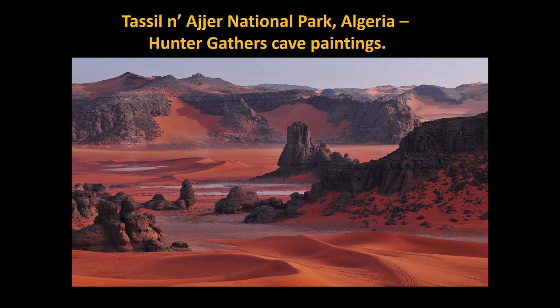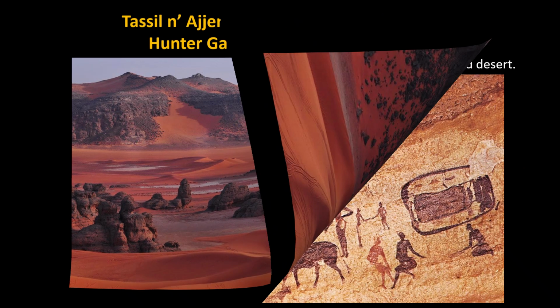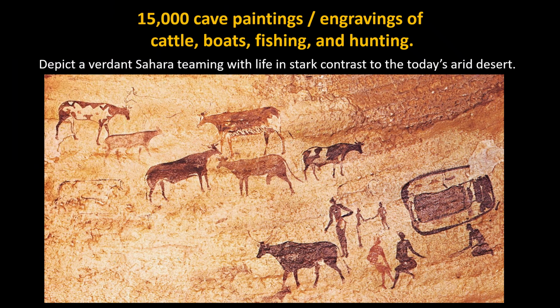Tassili N'Ajjer National Park is spread across a unique forest of stone landscape formed by eroded sandstone. Here there are more than 15,000 paintings and engravings offering an unparalleled visual chronicle of life in the Sahara from as early as 12,000 years ago, when it was a verdant savanna. The cave paintings and engravings show human activity, cattle, boats, fishing, and hunting. These paintings show a verdant Sahara teeming with life, in stark contrast to today's arid desert.